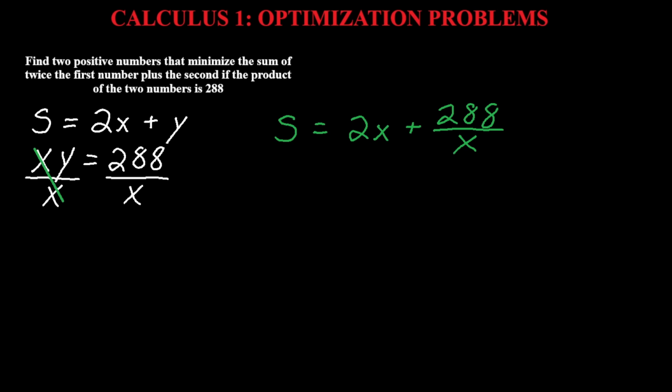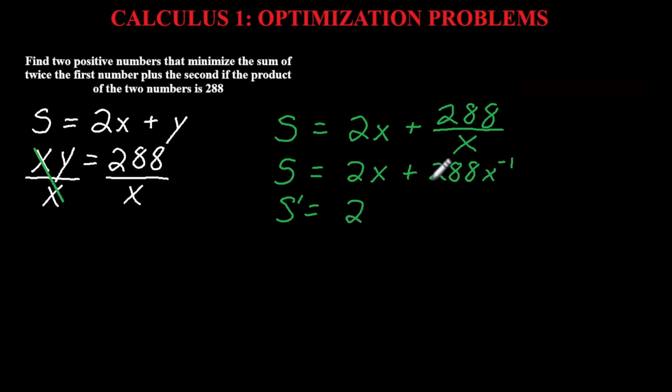And before continuing, the first thing we want to do is talk about what our domain, what are our allowable values of x. Well, this says over here that it's two positive numbers, so x can't be negative and it also can't be 0. So taking the derivative of s, we have s prime, and we'll do this in two parts.